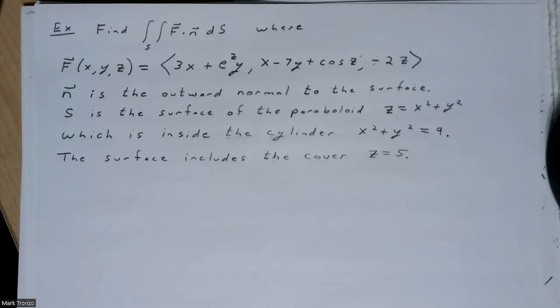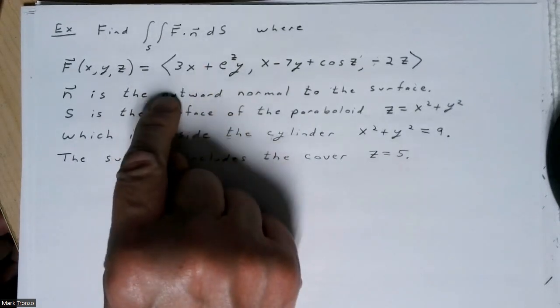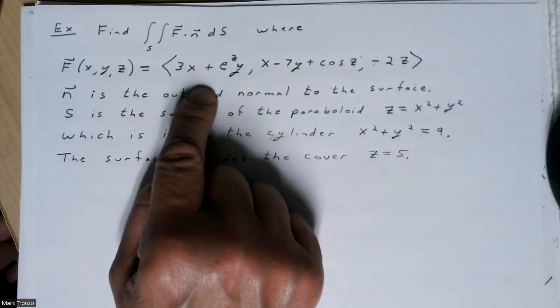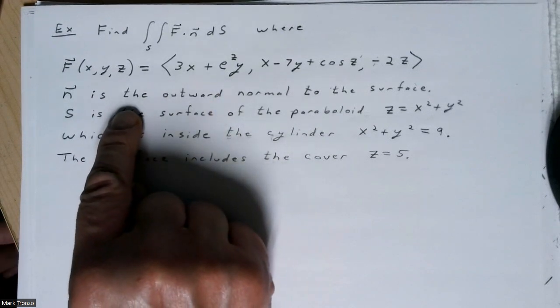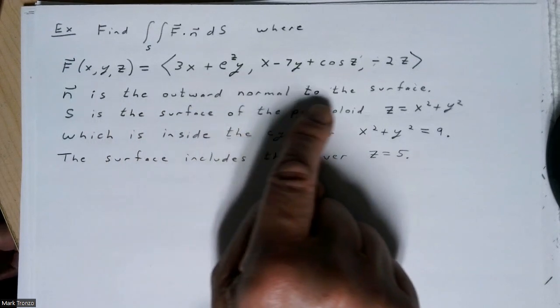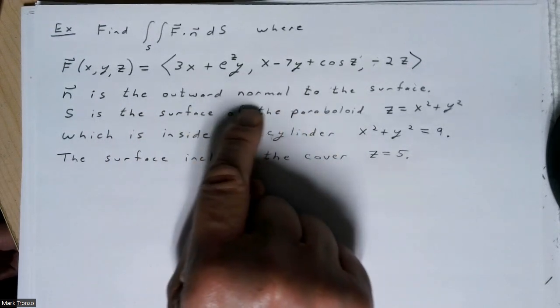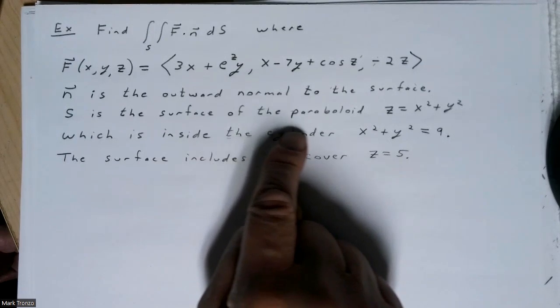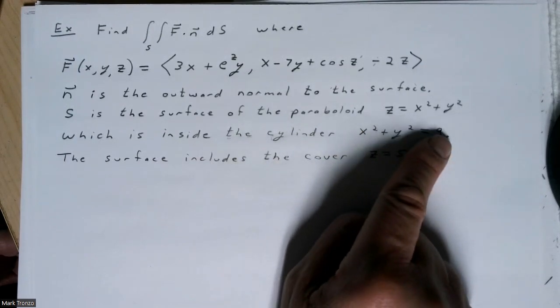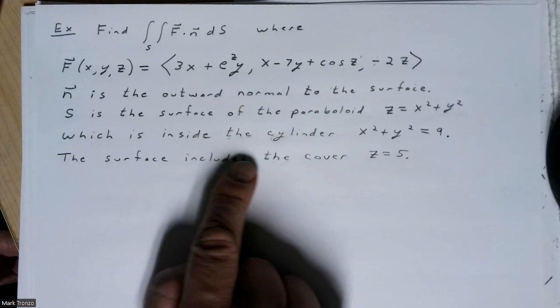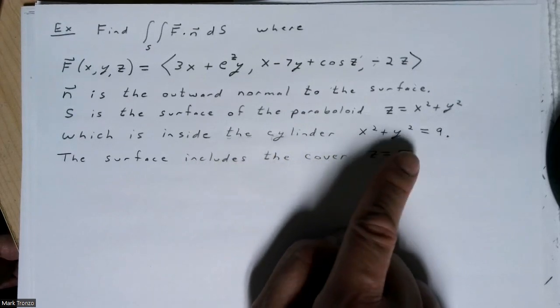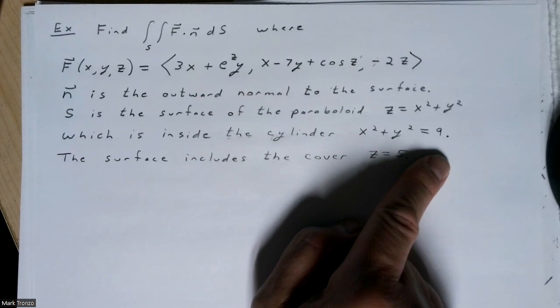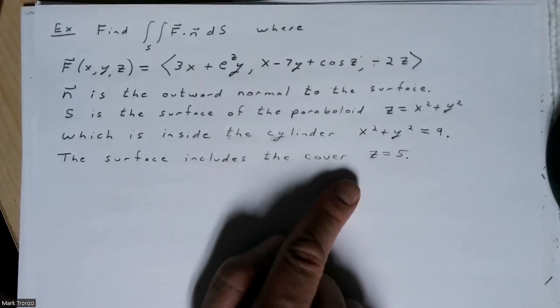Let's take a look at this example. We're asked to find this surface integral, and this is the vector field F. And in this case, N is the outward normal to the surface. So again, we can assume it's positive orientation. S is the surface of the paraboloid z equals x squared plus y squared, which is inside the cylinder x squared plus y squared equals 9. And the surface includes the cover.